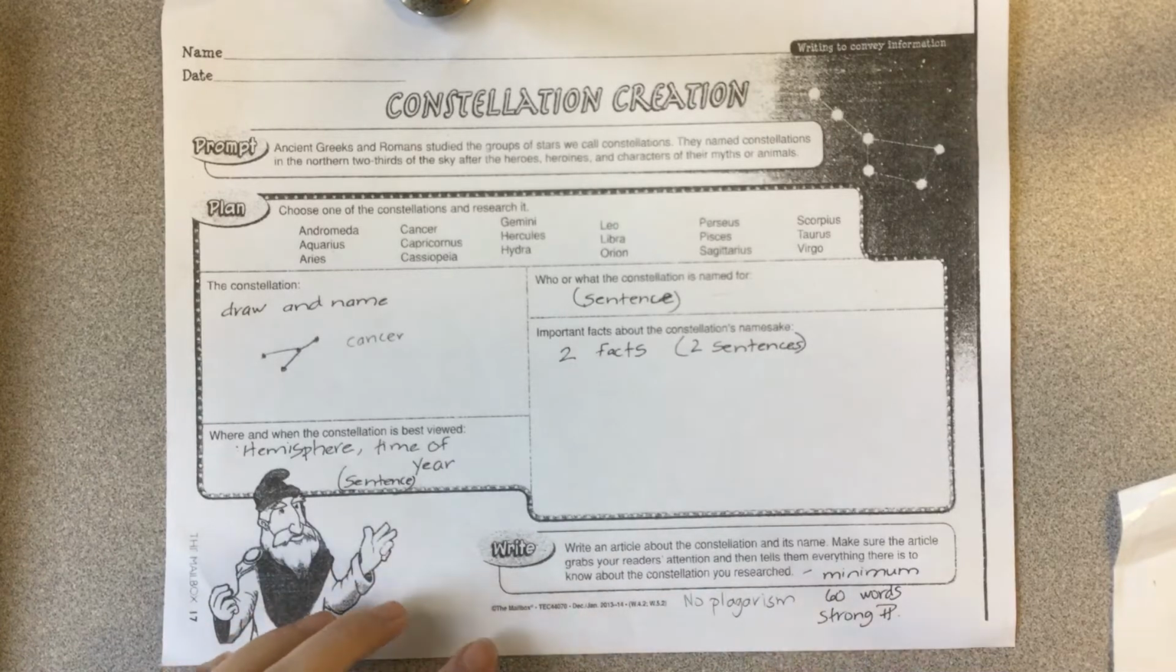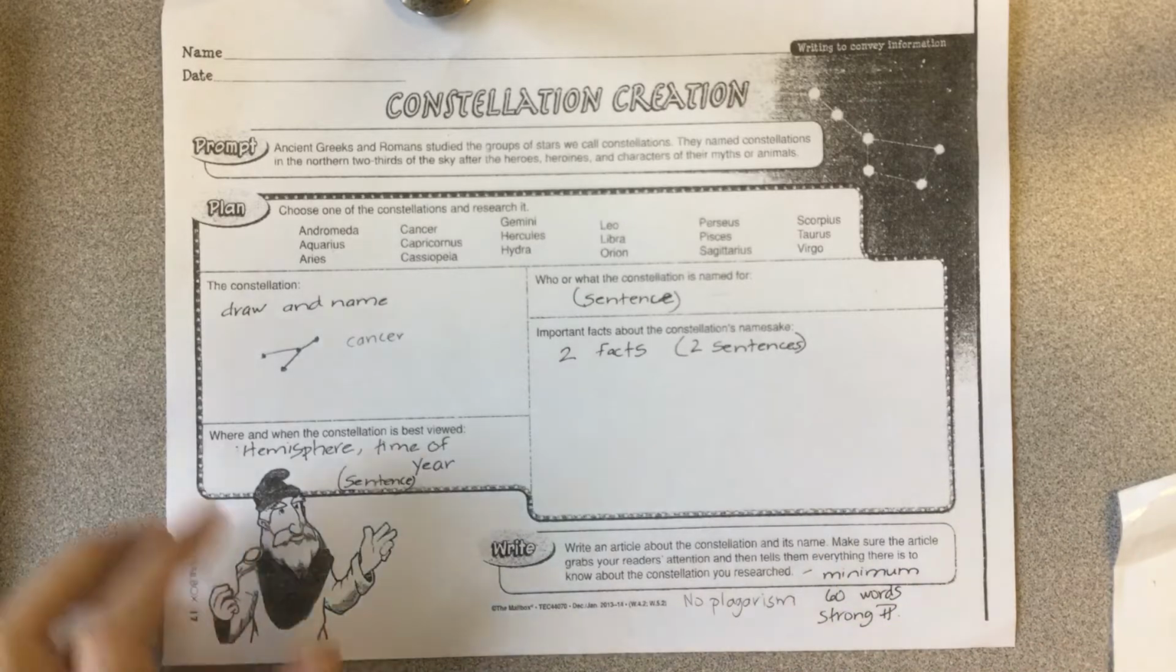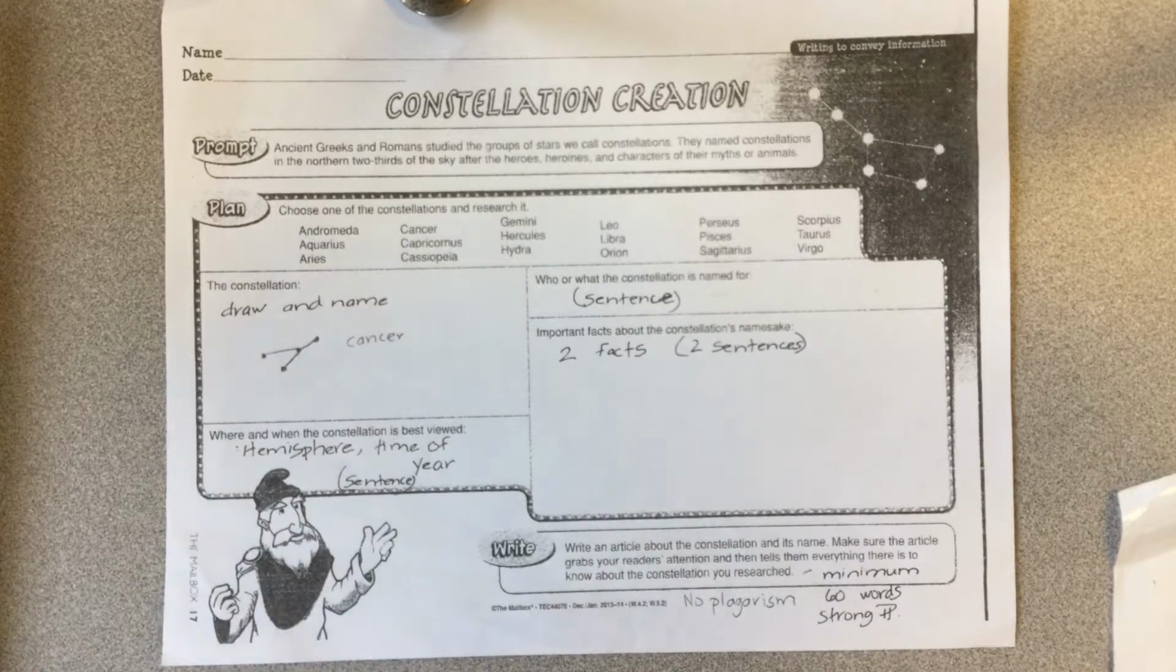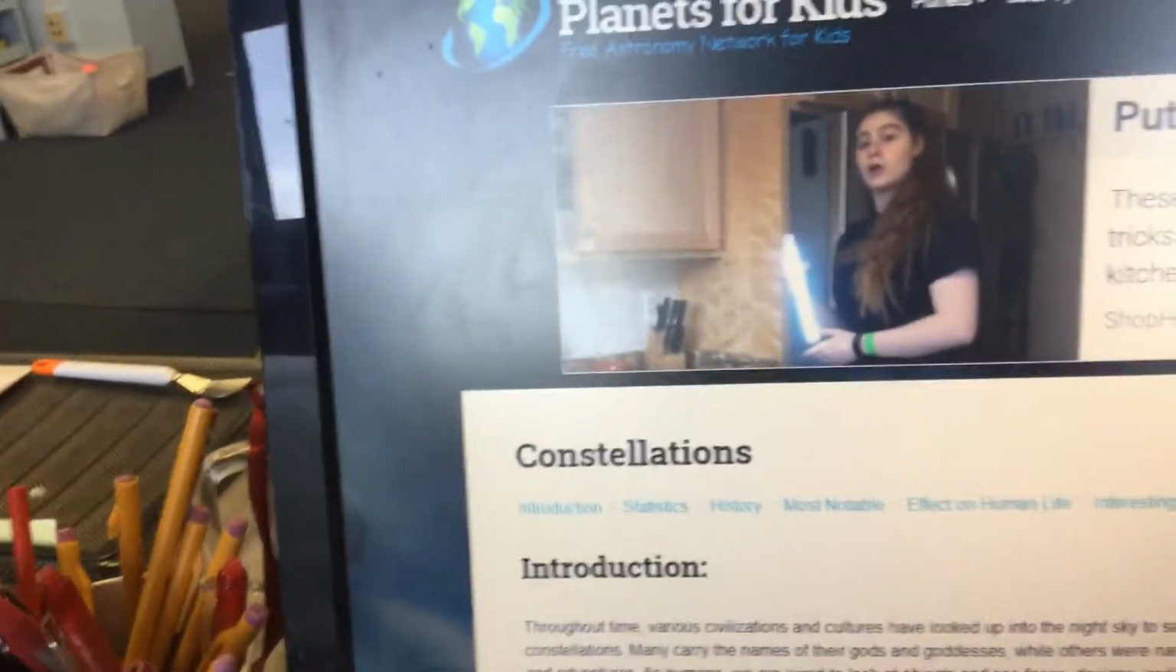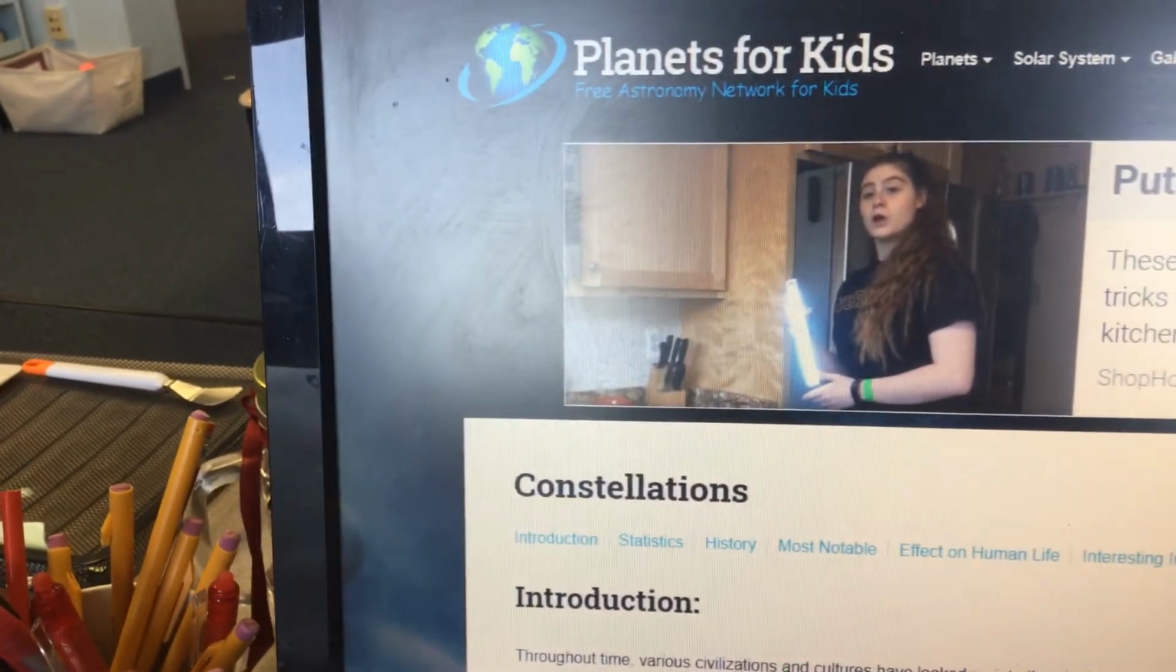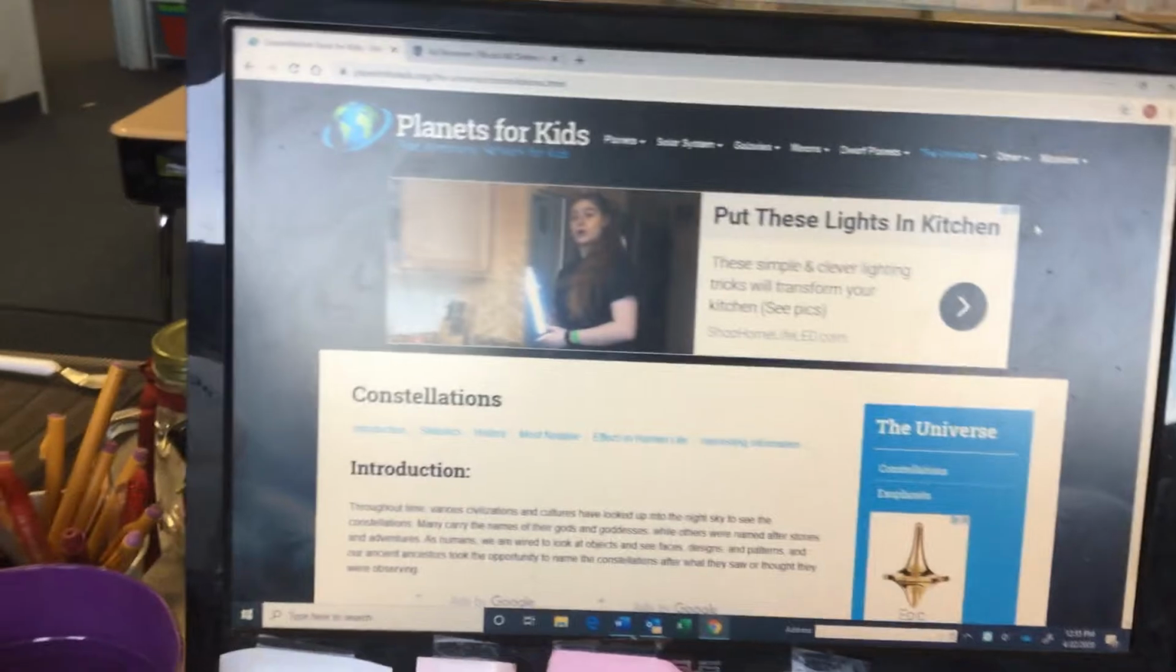It needs to be in your own words about what you have learned about your constellation. Now, two good websites, I'm going to turn us this way. One of them is called Planets for Kids, and unfortunately the only bad thing about this website is it's a free website, so there's a lot of ads on it, but it does have a lot of good information.